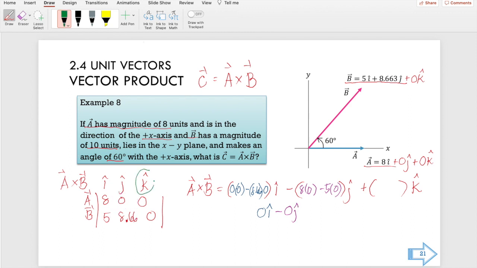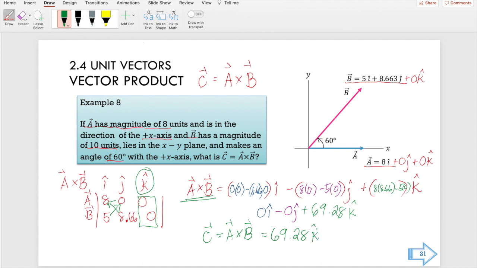What if I'm looking for the k hat? For k hat, we just ignore this one and we multiply the 2. And that is 8 times 8.66 minus 5 times 0. And that would give me a positive 69.28 k hat. Therefore, our answer of C vector, which is the cross product of A and B, is simply 69.28 k. And this is the answer.